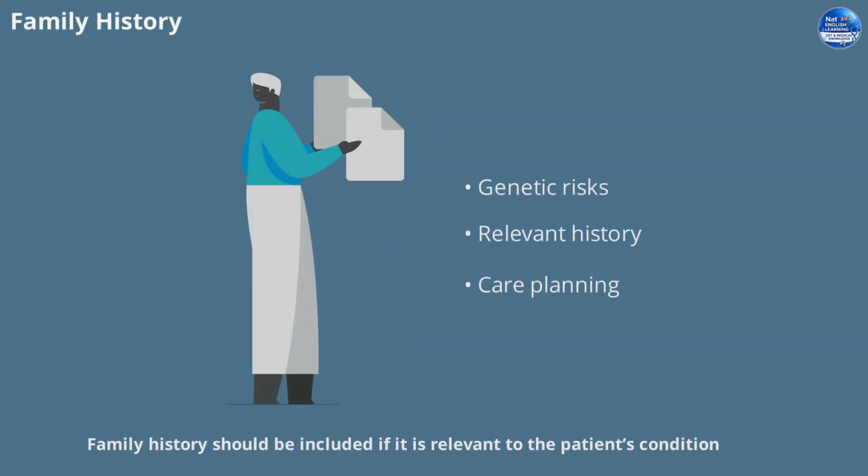Family history should be included if it is relevant to the patient's condition. For example, the patient has a family history of heart disease. Including family history helps the recipient understand genetic risks and plan appropriate care.